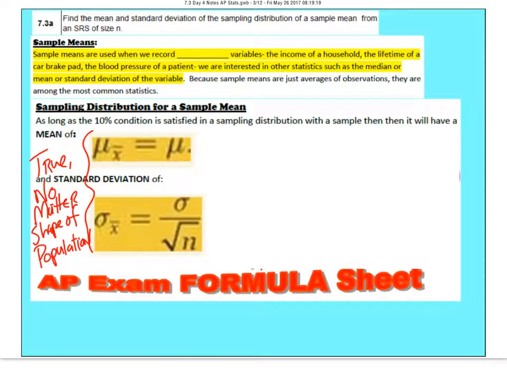So with those two scenarios, let's formally talk about 7.3a. I'm going to show you how to find the mean and standard deviation of a sampling distribution from an SRS of size n. So we're switching gears this time. In 7.2, we focused on proportions or discrete variables. In 7.3, the sample mean is this. Sample means are used when we record quantitative variables.